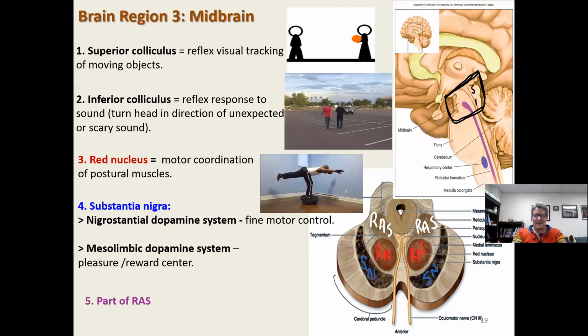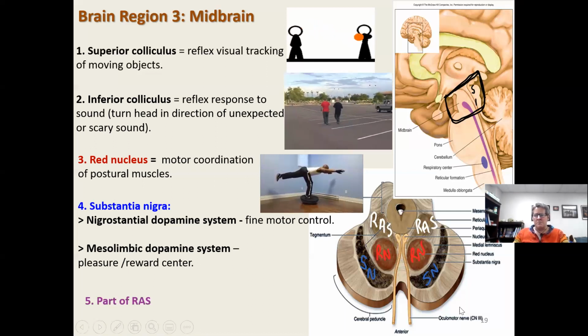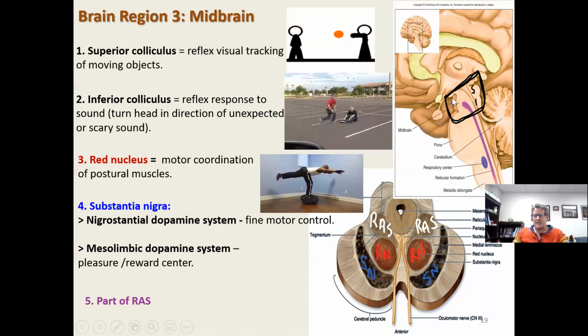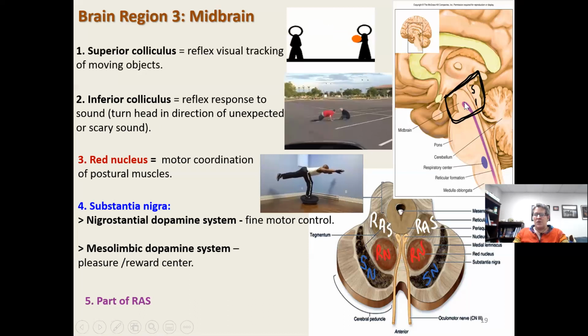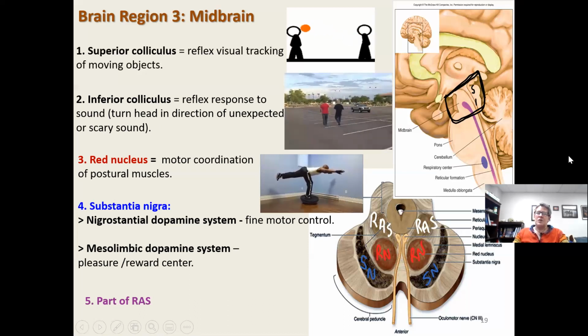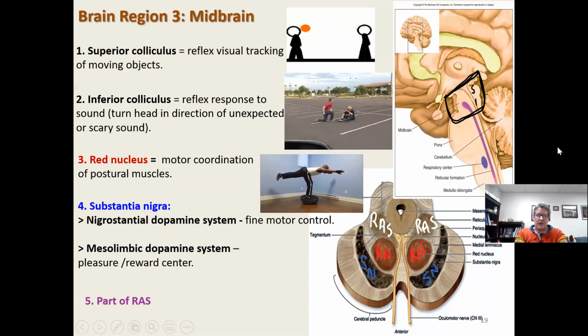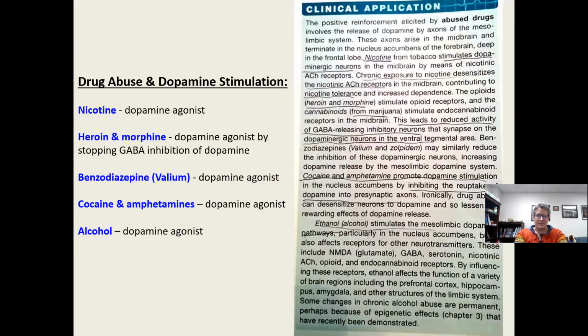Okay, now also part of the midbrain, up here, the box, the midbrain, this purple line, this streak, goes through the midbrain, goes through the pons, and goes through the medulla. This is the reticular activating system, and we'll cover that soon.